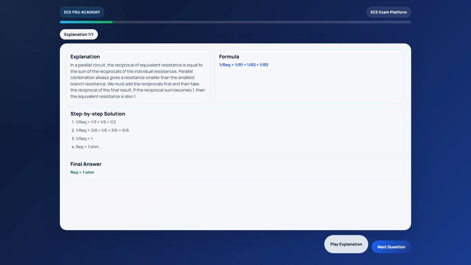Convert each fraction. 1/3 equals 2/6, 1/6 equals 1/6, 1/2 equals 3/6. Adding them, 2/6 plus 1/6 plus 3/6 equals 6/6. Step 3. Simplify the fraction. 6/6 equals 1. So, 1 over Req equals 1. Step 4. Take the reciprocal to find Req. Since 1 over Req equals 1, then Req equals 1 ohm. Final answer, the equivalent resistance of the parallel combination is 1 ohm.